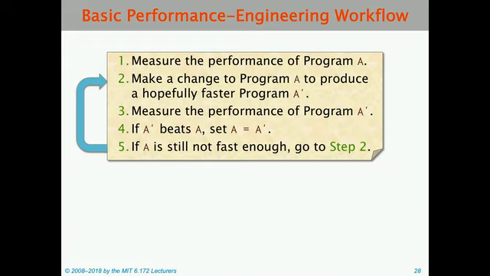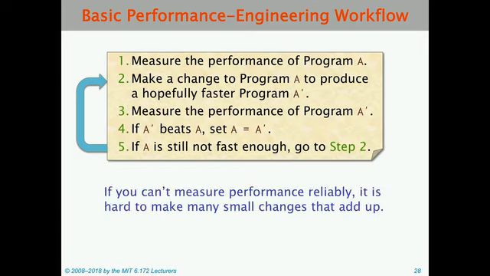You take a program that you want to make go fast, program A. You make a change to program A to produce a hopefully faster program A prime. You measure the performance of program A prime. If A prime beats A, then you set A equals A prime. And if A is still not fast enough, you repeat the process. That's basically what you're doing. It's pretty simple.